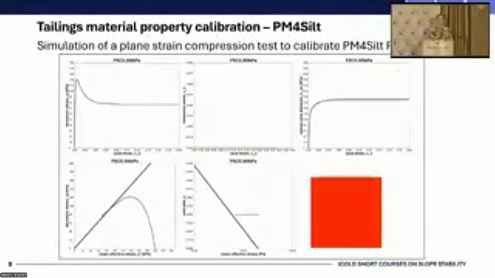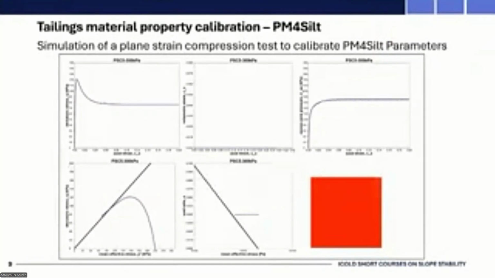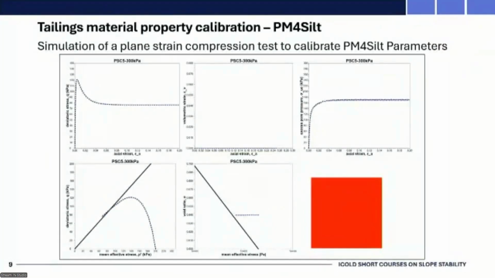With NorSand calibration complete, we'll now move on to PM4 Silt, which once again was used for the dynamic or seismic stability assessment of the tailings dam. So this is a simulation of the PM4 Silt parameters being matched to the NorSand parameters. So we're just calibrating and checking whether those two constitutive models are actually matching each other through a plane strain compression test.